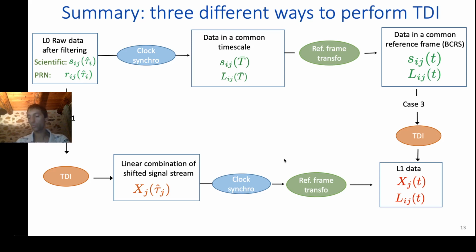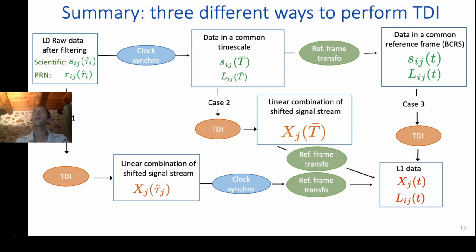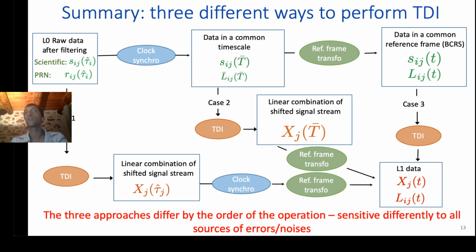And then there is a third way to perform this analysis, which is to take the middle road. You do the clock synchronization, then you perform the TDI algorithm after the clock synchronization, and then perform the reference frame transformation. So it's kind of a compromise between the two methods. The three approaches differ by the order of the operations, and they will be sensitive differently to all the sources of noise and errors. That's very important because this represents the three various ways of doing your TDI algorithm when you combine it with the clock synchronization and the reference frame transformation to express everything in the BCRS.